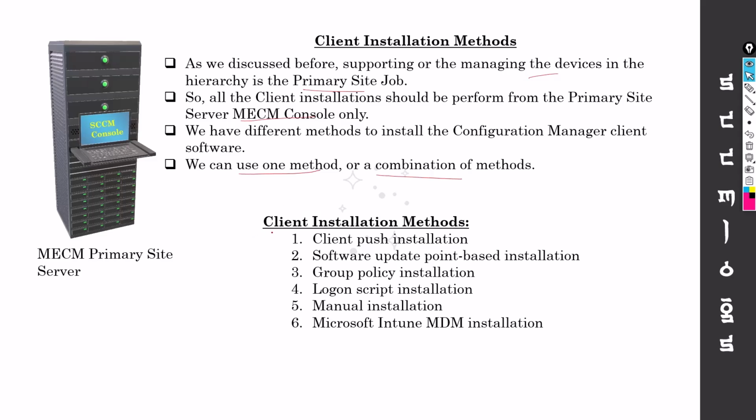So here we have the methods: the client push installation, software update point based installation, group policy installation, logon scripts, manual installation, and Microsoft Intune MDM installation. As we said, you can use one of the methods or a combination. For example, we can use the client push as the first method, and the manual installation as the second method. Otherwise, we can use the group policy as the third method as well. So we can use a single method, or the combination of 1 and 2, or the combination of 1 and 3.